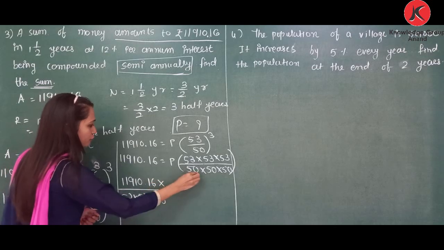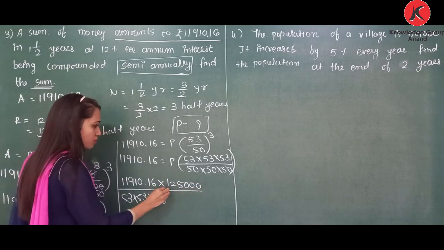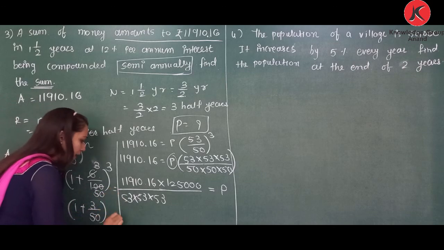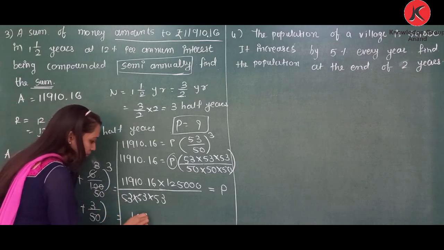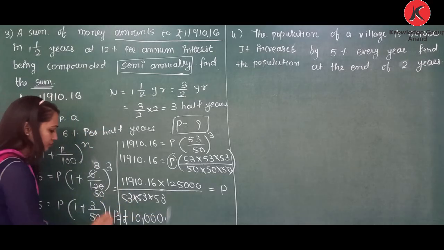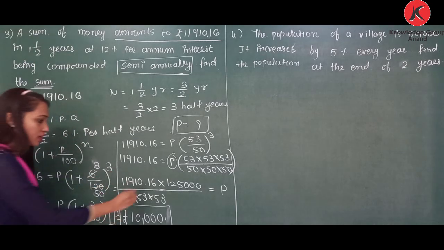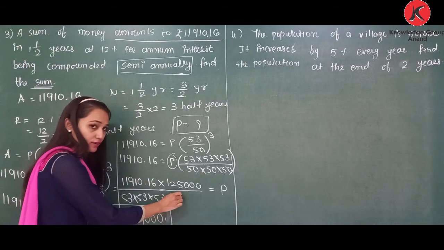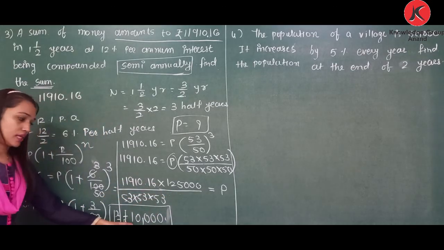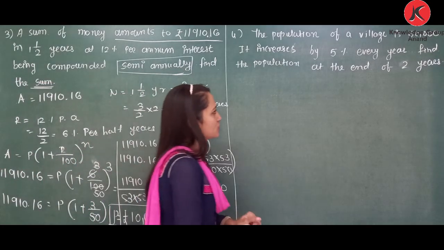And 50, 50, 50 that is 125,000 in multiply is equal to P, because we need to find this P. So if you solve this, you will get 10,000. So that is principal value. Here you can cut the common factor, because if you remove the decimal point you will get 100 in the denominator. Now 53 can be cancelled out by 10,000. Clear?